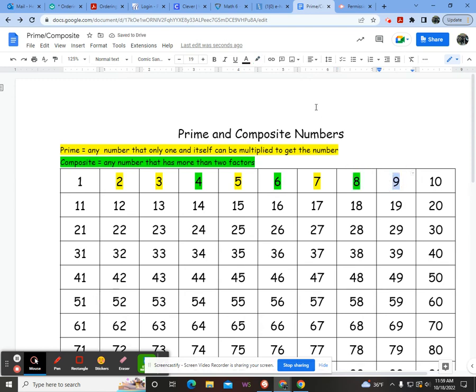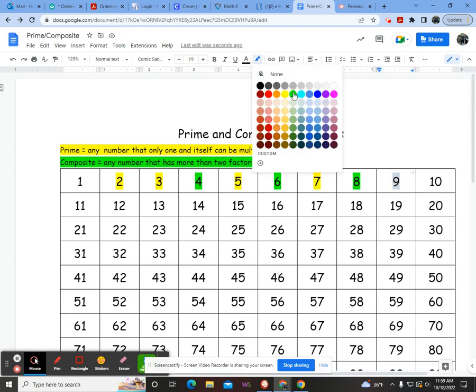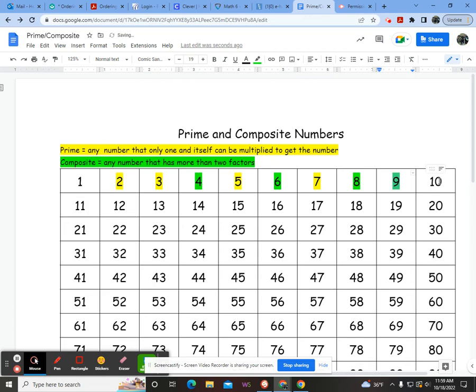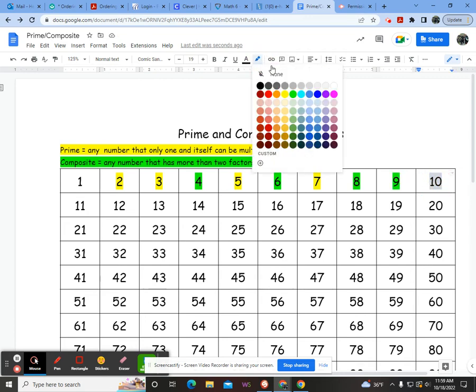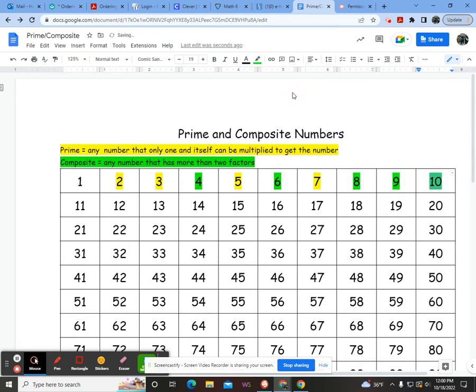The number 9, what do we think? Prime or composite? Composite. What besides 1 and 9? 3. Perfect. And the number 10, what do we think? Composite. We have 1 and 10. We have 2 and 5. So our first row has several prime numbers. You will notice that gets less and less the further we go.